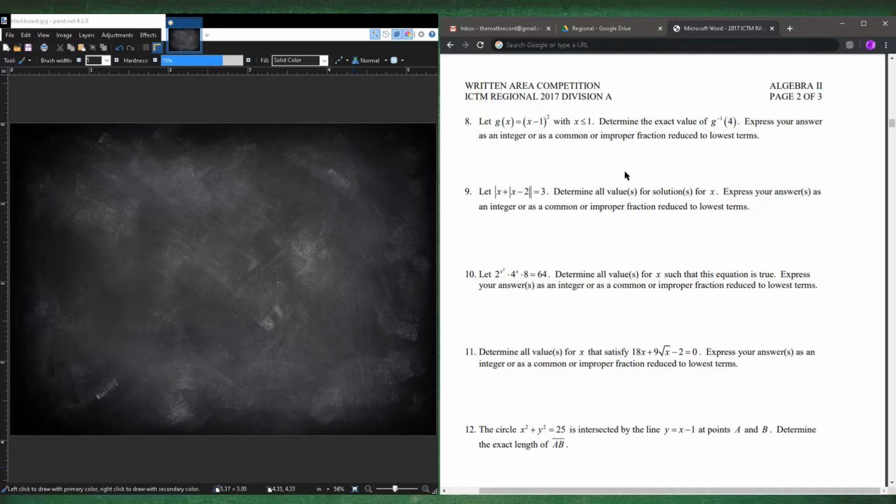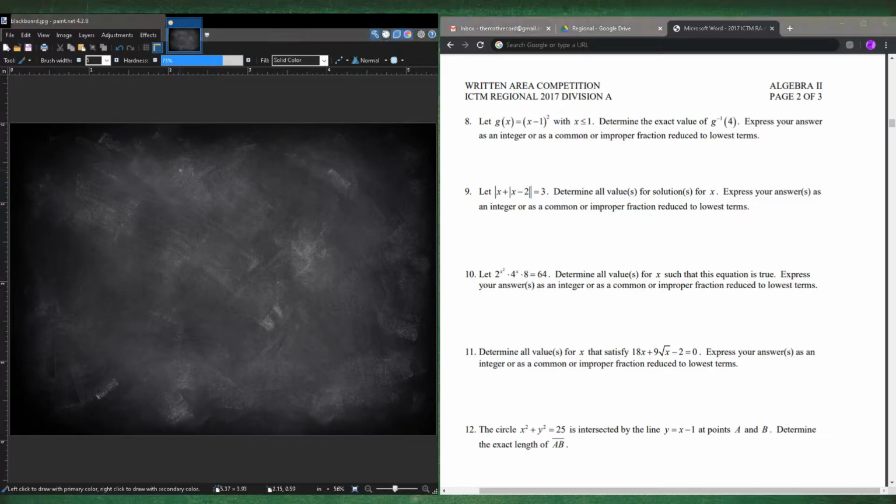Number 8. g of x is equal to (x minus 1) squared, where x is less than 1. So basically what they're saying is that we have a parabola, and it has its vertex at x equals 1, and it's concave up, right? But then it says x has to be less than 1. So if x is less than 1, the only domain is right here. So we cannot have that side of the graph. So it's just all this.